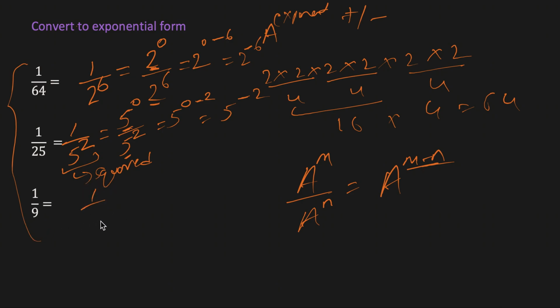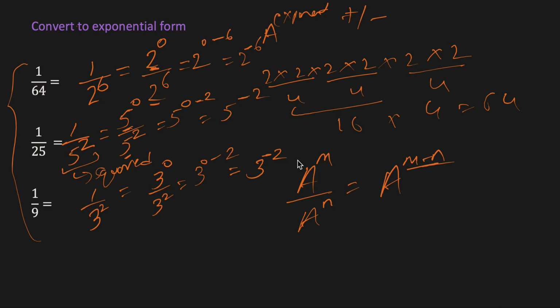So 9 we can represent as 3 squared, and 1 can be written as 3 to the power of 0, over 3 squared, and this is nothing but 3 to the power of 0 minus 2, which is 3 to the power of negative 2.